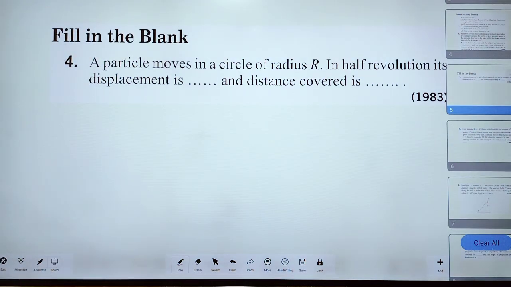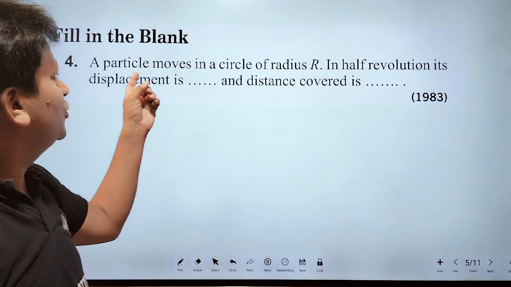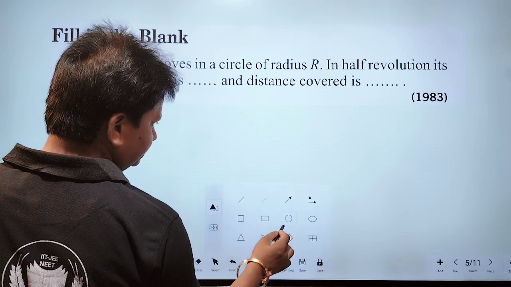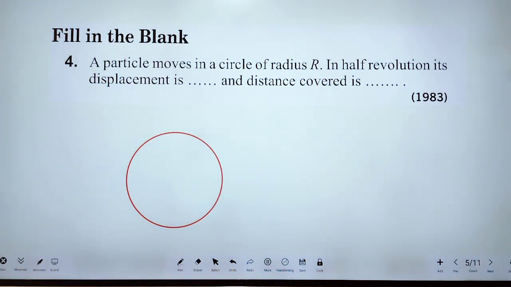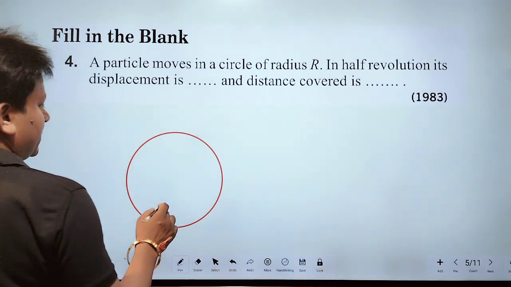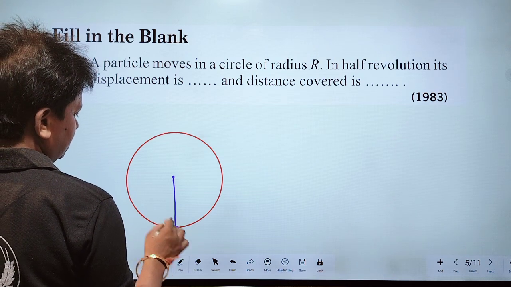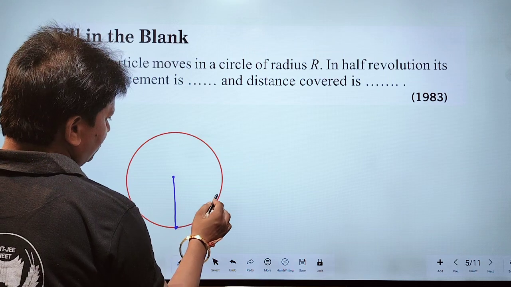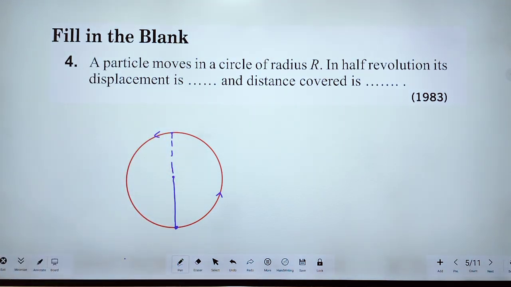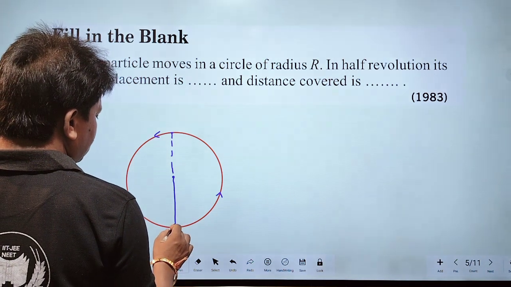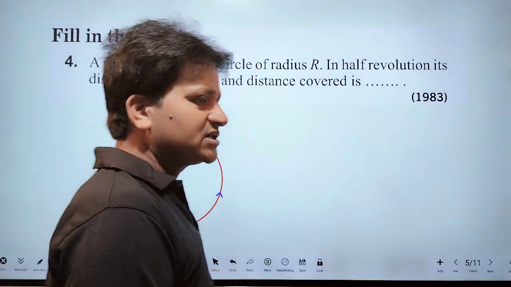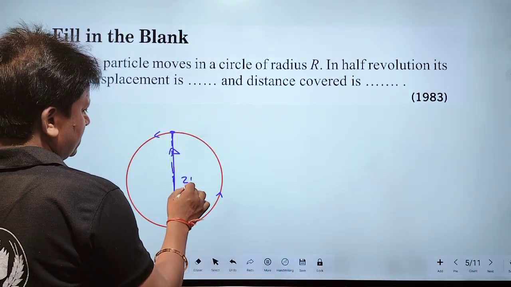A particle moves in a circle of radius r. In half a revolution, what is its displacement? This is the circle. Suppose this particle is initially at this point and it is moving like this. When it moves half a revolution, its displacement is from initial to final. This is the displacement. Displacement is also defined as the shortest distance between initial and final position. Therefore, displacement will be 2r.